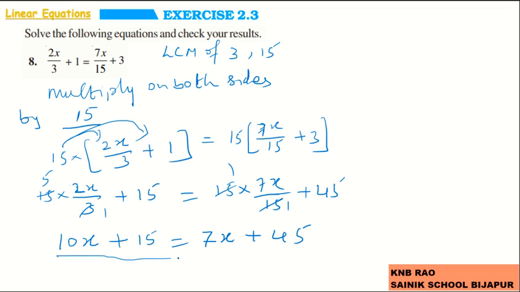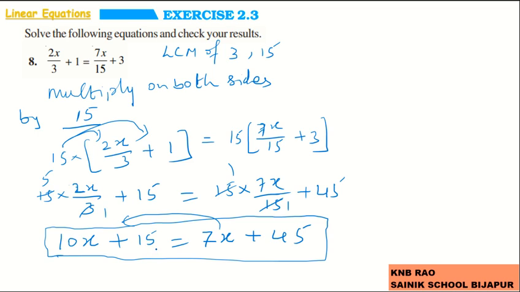This is the way we have got all the questions till question number 6. You know how to solve this. So 10x plus 15 equals 7x plus 45. I am transposing 7x that side, plus 15 this side. All variable terms one side, all numerical terms another side.